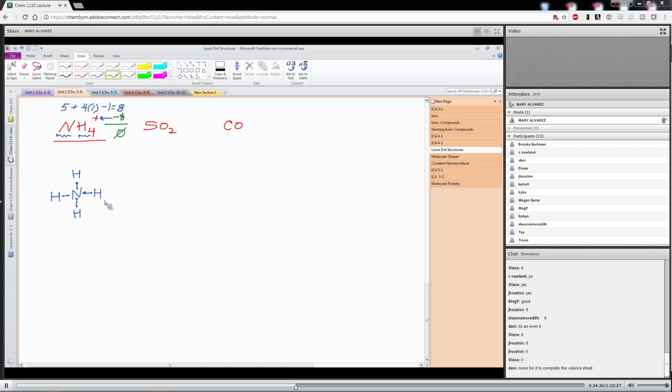Does this structure fill the octet rule or fill the shell for every atom in it? Is everybody happy? Yeah, the nitrogen sees 8. So this is what the nitrogen sees. This is why we share. There's 8. Hooray! And each hydrogen sees 2. That's full for hydrogen. Hooray! So we're done. We can feel confident that this is the right structure.